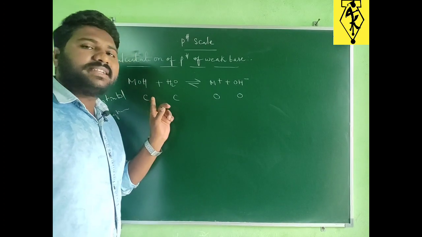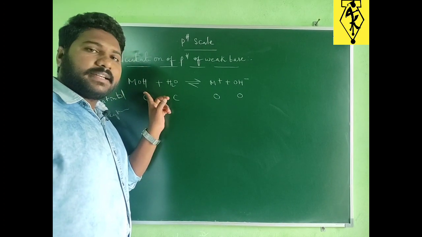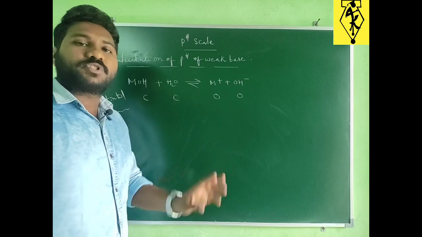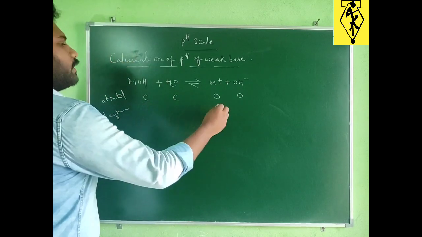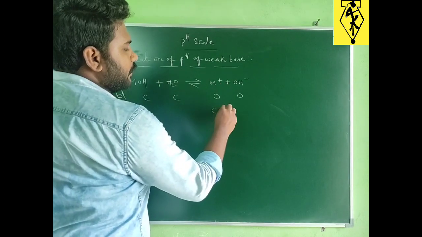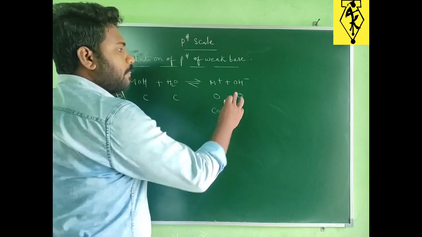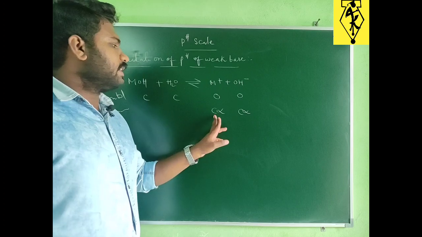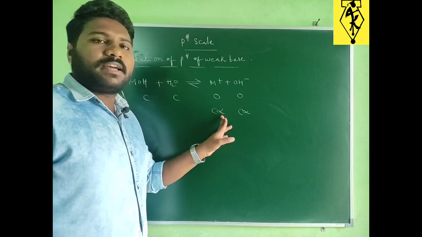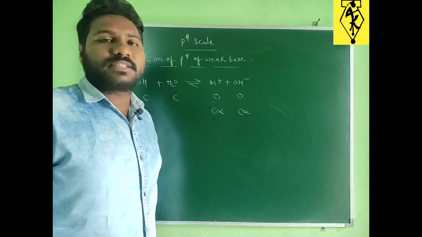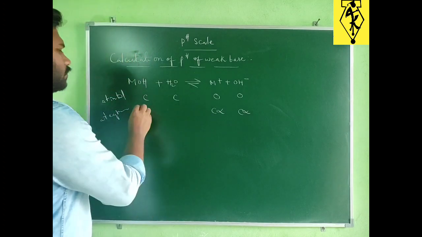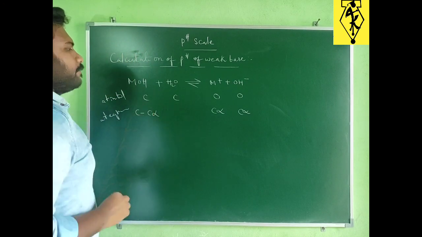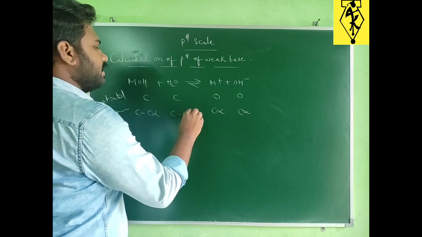At equilibrium, there is a decrease in the concentration of reactant as the reaction proceeds. So at equilibrium, the concentration of M plus ion is C alpha and the concentration of OH minus is C alpha. Here C is concentration and alpha is degree of dissociation, which we already discussed in the previous video. So here it is C minus C alpha, and for water also C minus C alpha.